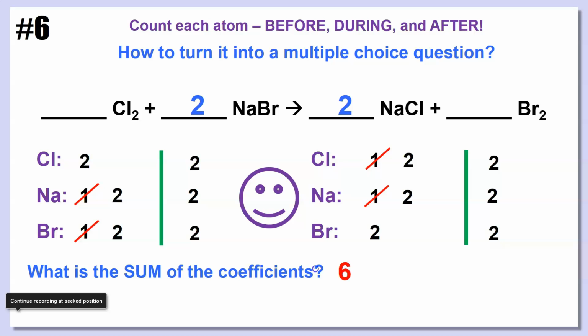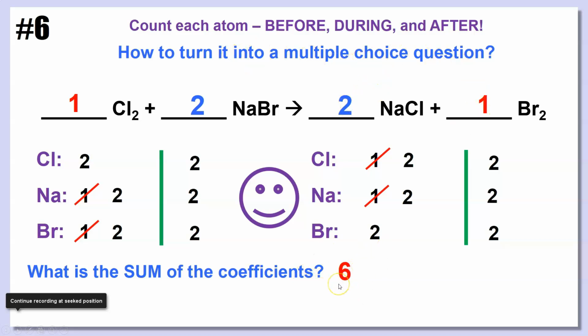The answer is 6. The reason the answer is 6 is that we cannot forget that even though it looks like there's nothing here, there's actually a 1 here. Just like in math class, when it's 1x and you don't put the 1, it's not that the 1 isn't actually there, it's just that we're being lazy and we're not putting it. So yes, there is a 1 here. Same with over here.